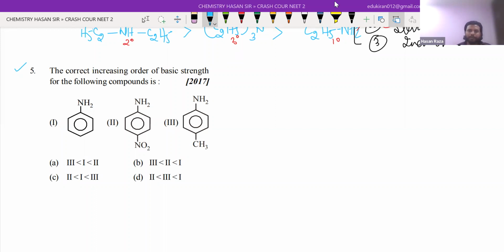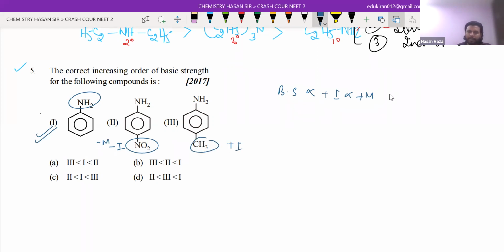See, it's very simple. So basic strength is directly proportional to plus I and plus M. Now you can see there is no plus I and plus M in this benzene ring. There is minus I, and this is your plus I, and this is also minus M. And as I told you, basic character is inversely proportional to minus I and inversely proportional to minus M. You can see this due to plus I effect, it will be more basic. So third will be the most basic.